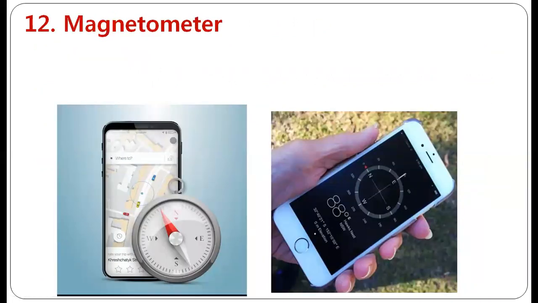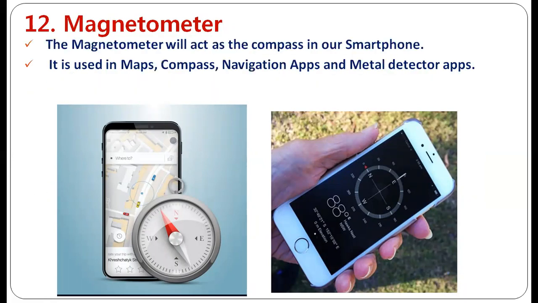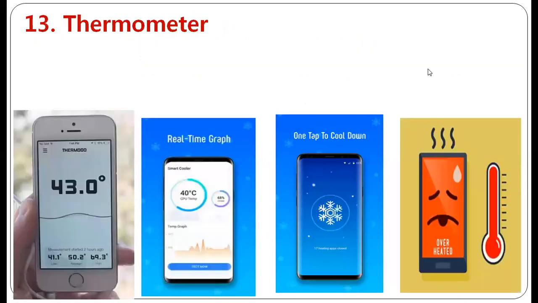Then magnetometer. It is just like the compass, right? It will give the east, west, north, and south. Not only that, it can be used in metal detector apps also. Magnetometer will act as a compass in our smartphone. It is used in maps, compass, navigation apps, and then metal detector apps also.